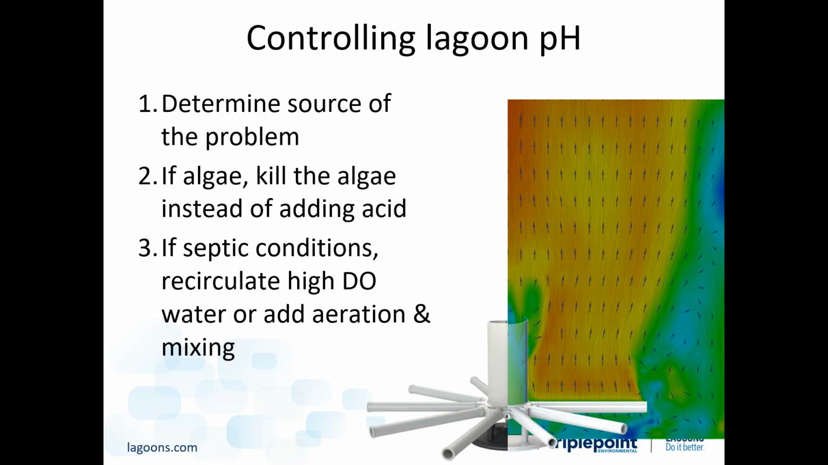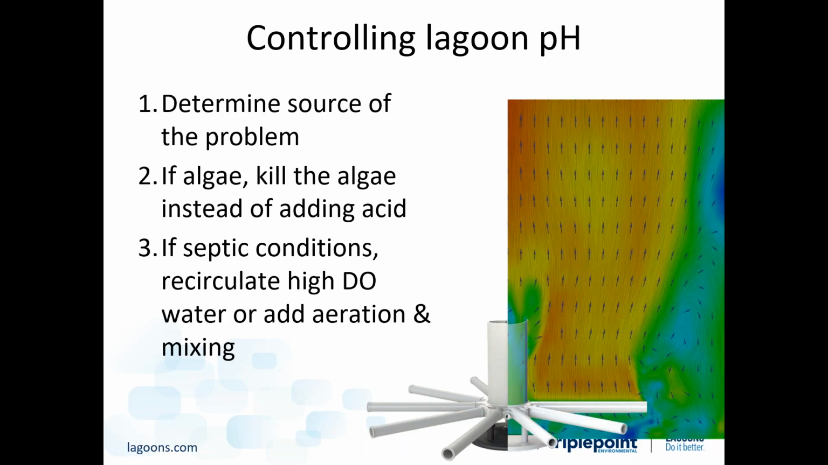And then you need to just address the problem itself. If it's algae, it is more efficient to take care of the algae than it is to add acid to counteract its effect. Adding acid is costly and hard to control because you're trying to keep up with what the algae are doing today based on how sunny it is. It's much more efficient to take care of the algae problem so your lagoon is operating at a normal pH.